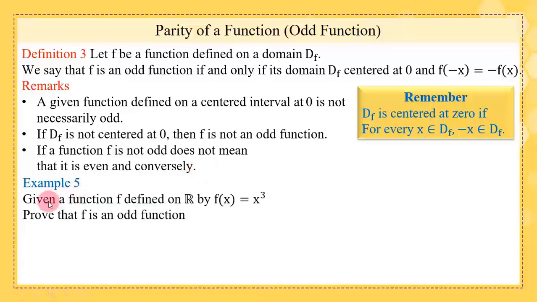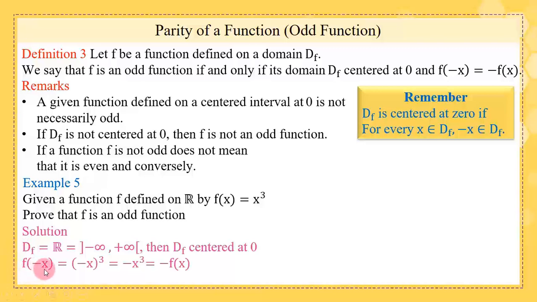Example 5. Given a function f defined on R by f of x equals x cubed. Prove that f is an odd function. Solution. First of all, we find the domain of definition, which is R, so D of f is centered at 0. Now we check if f of minus x equals minus f of x. Here f of minus x equals minus x cubed, which is equal to minus f of x. So f is an odd function.